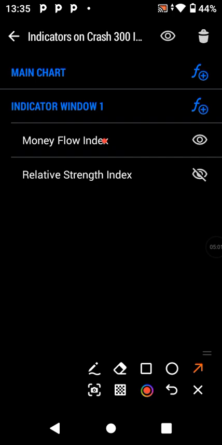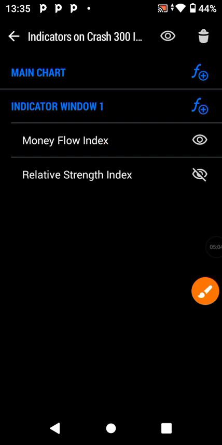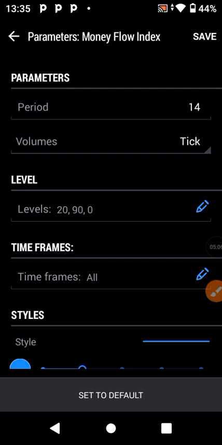Let's check what happened there. Okay, so now you click on the money flow index, and so you can see the settings. All right, so I'm using period 14, and I'm using the volume state. You can screenshot this for your settings, because I am going back to the chart to explain how I got that signal.